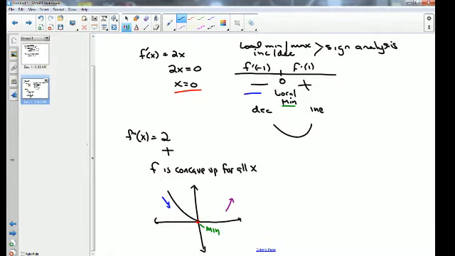So our sketch is going to look something like this. You have to match all those things, and you can sketch your graph. So that's a basic example of using derivatives to sketch a graph. Okay.